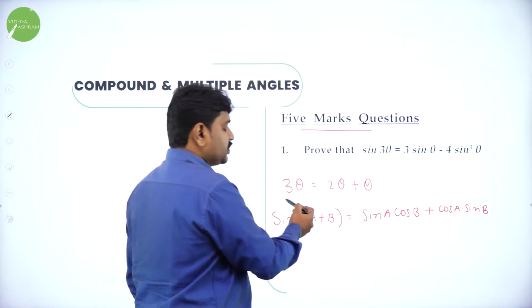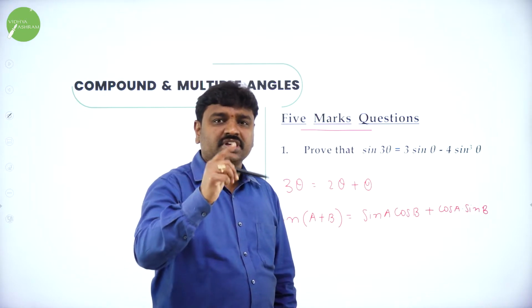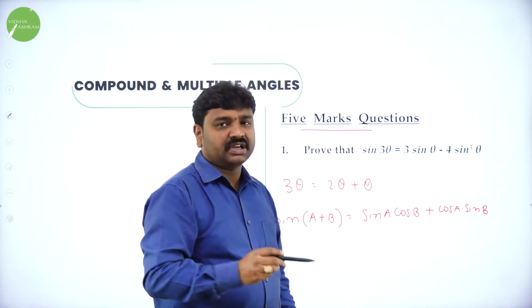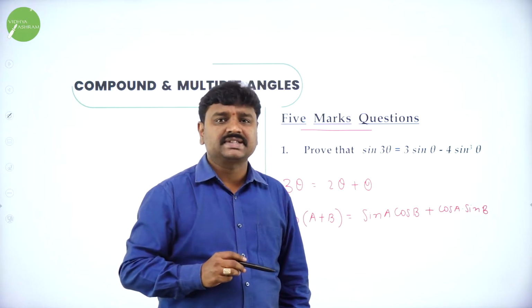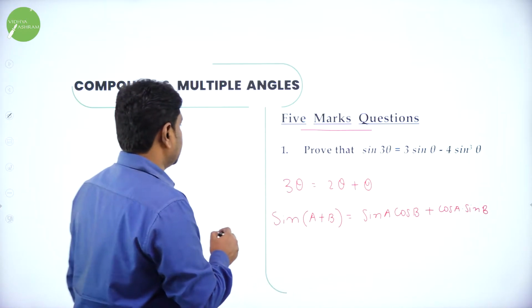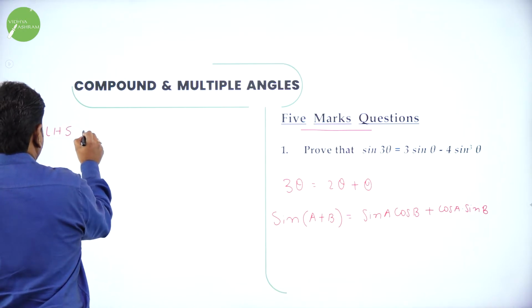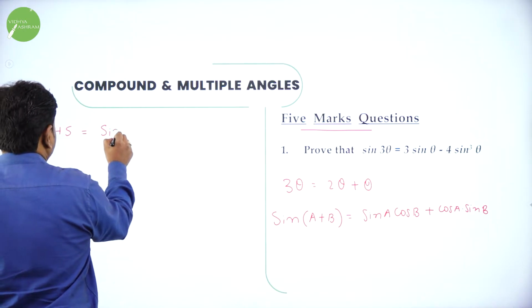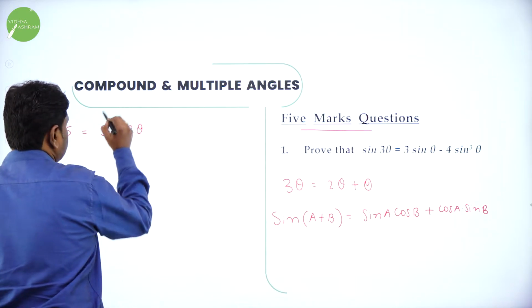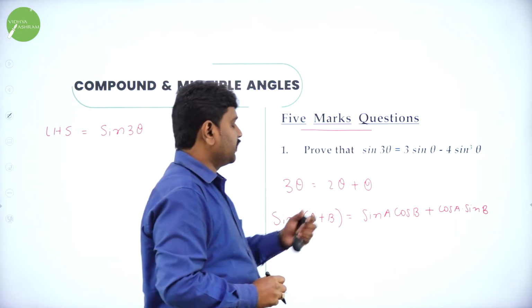So we use these two techniques. 3 theta can be written as 2 theta plus theta. Sin of a plus b can be written as sin a cos b plus cos a sin b. Now we'll take LHS. So consider LHS. In LHS they have given sin 3 theta. That's what I have taken.